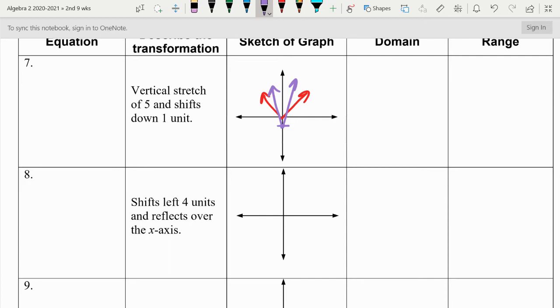So when you're writing your function here, we're going to have f of x equals, and since it's a vertical stretch, the 5 goes in front of the bars. It shifts down, which means there's no h unit, so we just have absolute value of x. And then we're going to put -1 for it shifting down. Domain is still all real numbers, and as far as the range, starting at -1 to infinity, just like so.